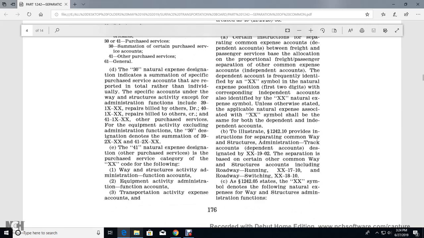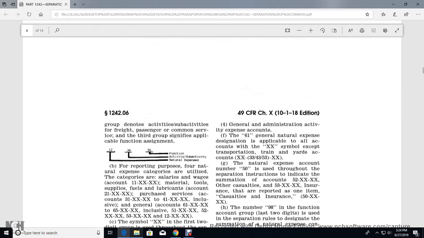other purchased service category. XX codes are used for the following wage structure activity: administrative function accounts, equipment activity administrative function accounts, transportation activity accounts, and general administrative expense accounts. The 61 general natural expense designation is applicable to all accounts for the XX symbol except for the transportation train yards and accounts of XX 33, 43, 53.